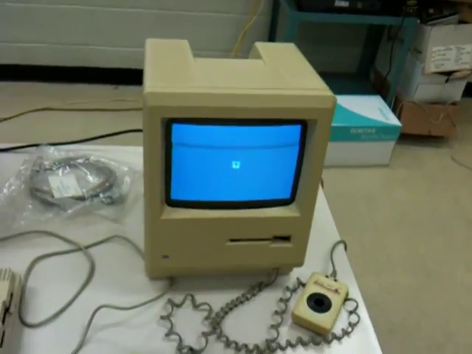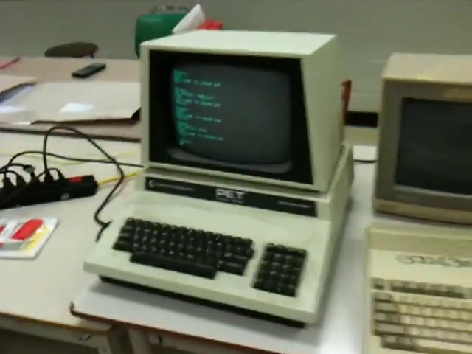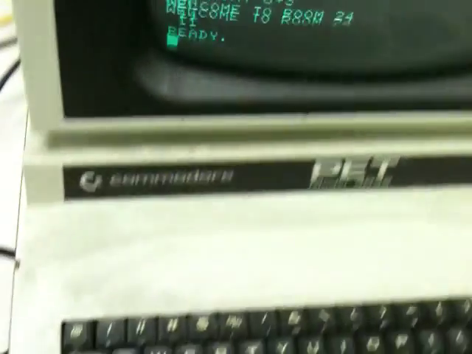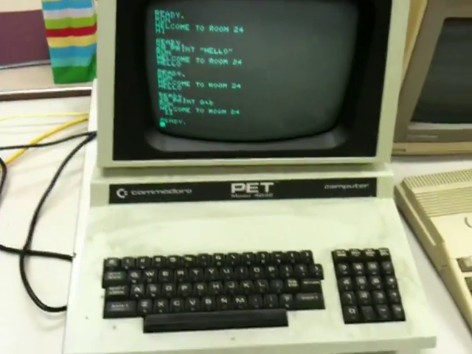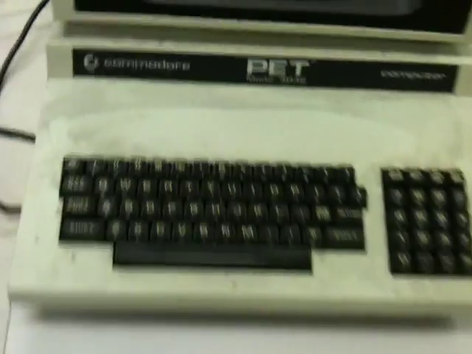A period of computer history right in front of you. Look, a working Commodore PET. May 1980 was when this model was released. The original Commodore PET was released in 1977.